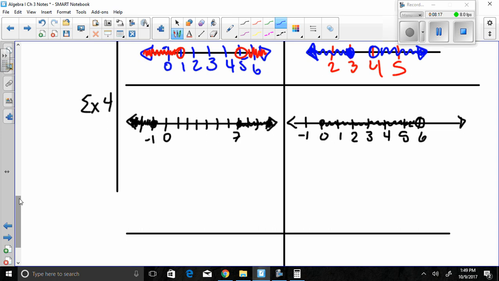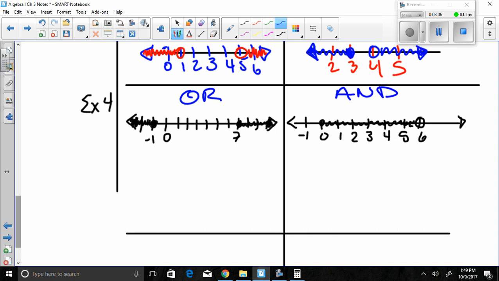Example 4 is doing the opposite and actually forming our compound inequalities. So you can look at these, and you should already be able to tell me that this is an or, because they go opposite, and this is an and, because they intersect. That's why it's an intersection.